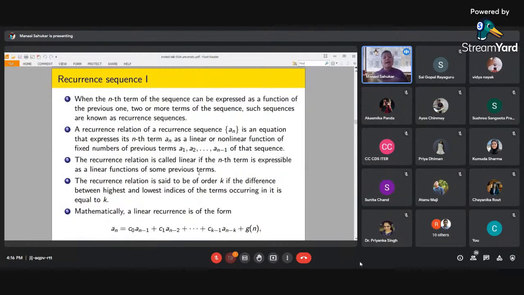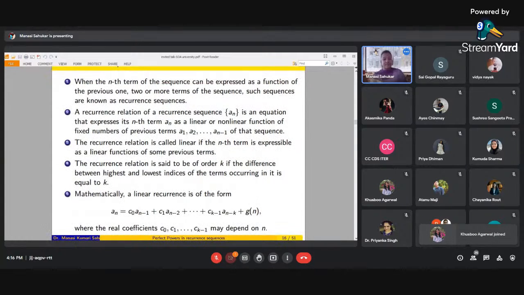Okay. So why am I talking about recurrence sequences? A recurrence sequence is nothing but, if you have a set of terms, and you can find the nth term by using the previous terms, then that is a recurrence sequence. That is the definition of a recurrence sequence. If you can find the nth term by using the previous 2 or more, or any number of terms, that is called a recurrence sequence. One example I have given is the Fibonacci sequence. That is also a recurrence sequence.